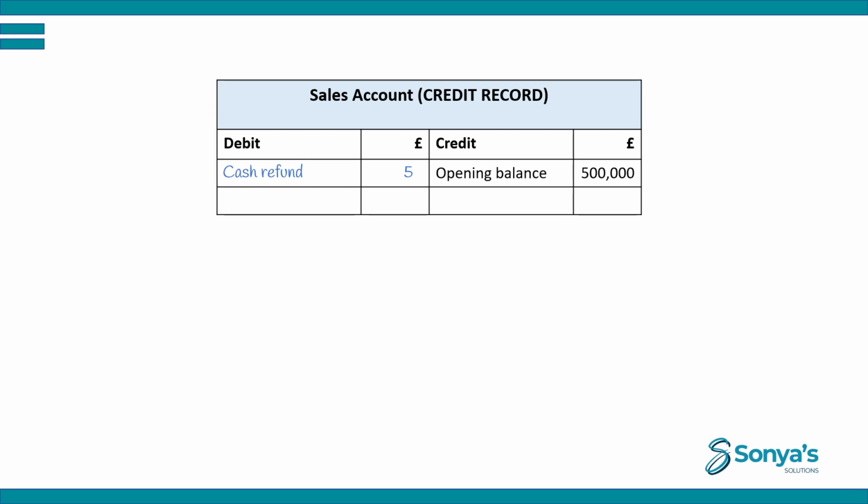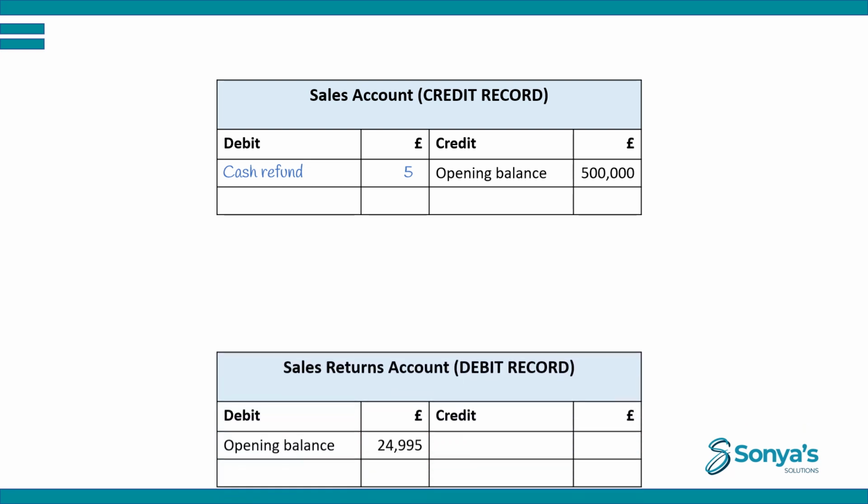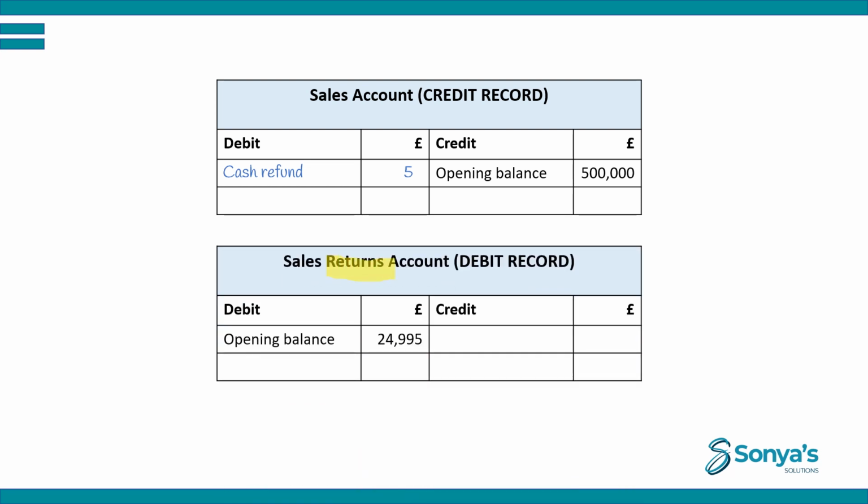However, businesses like to separate sales and sales returns. The sales returns account is a debit record, as it provides a place to enter the transactions that would normally be entered on the debit side of the sales account. We can see here that the business has actually already recorded £24,995 worth of returns. Returning the item will increase the amount to £25,000.